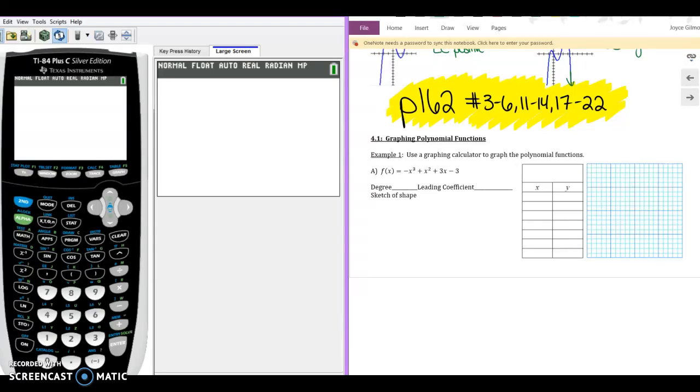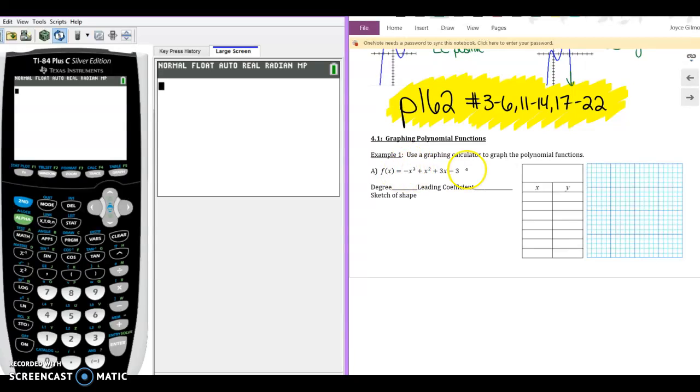It is still important to consider the degree and the leading coefficient because it will help us, first of all, to make sure that we entered it into the calculator correctly, because if we're relying on the calculator and we do one little itty-bitty thing wrong, it would throw off the entire graph.